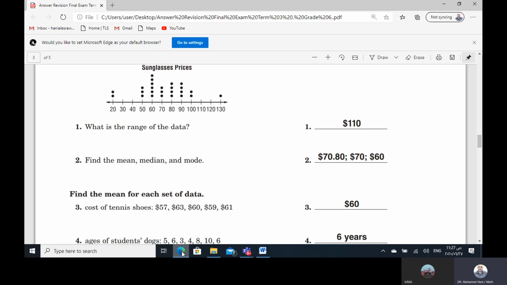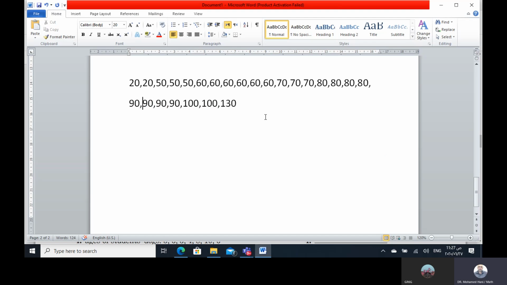The question now, what is the range? How to find the range? Range equals the biggest number inside the data, 130, minus the smallest number. The smallest number will be 20. So 130 minus 20 will be 110.